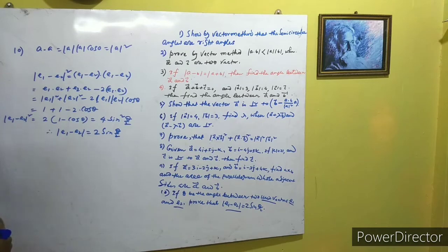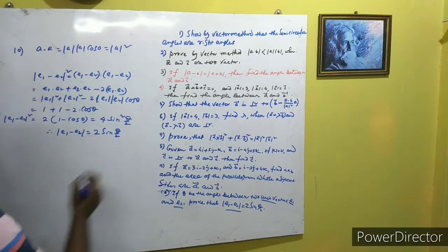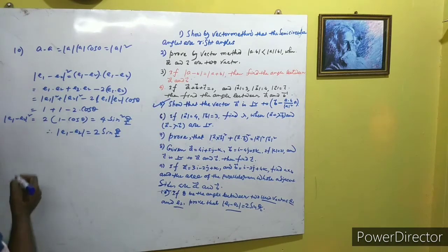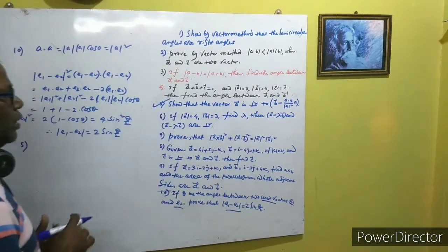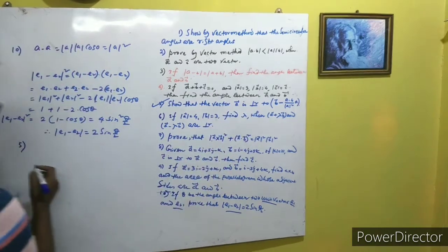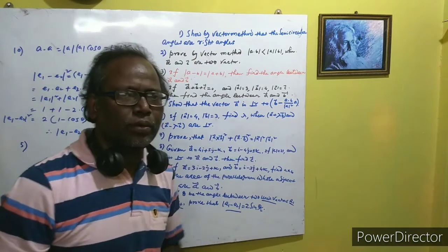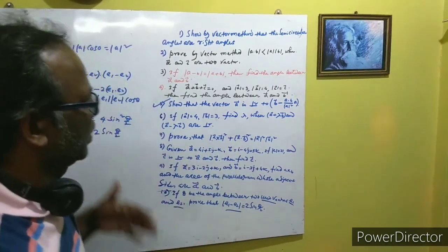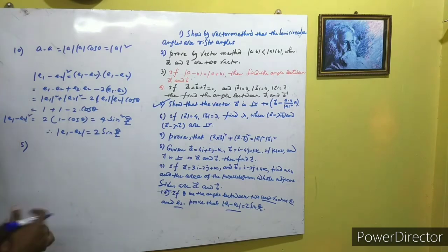Now again follow the next question. This is number 10, I have done it here. And now follow question number 5. See, we have to show that these two vectors are perpendicular to each other. Now for finding the angle between these two vectors, we can always use the dot product first, and then see what the value is.